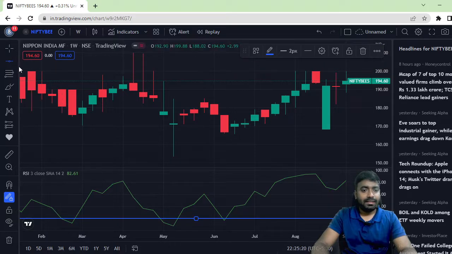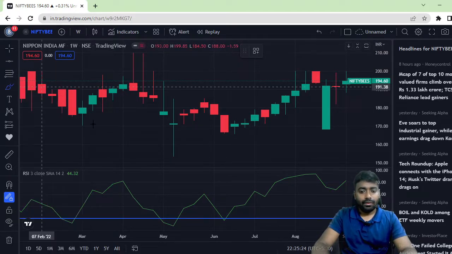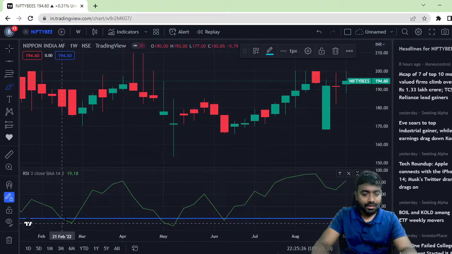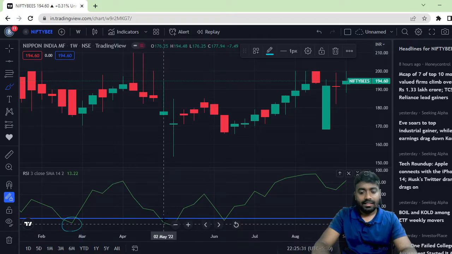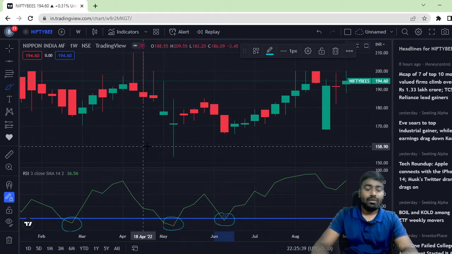Let me just mark those areas. This is the portion where the RSI has become less than 20. This is the portion where the RSI has become less than 20. This is the portion where the RSI has become less than 20. So we will invest our money at that time.